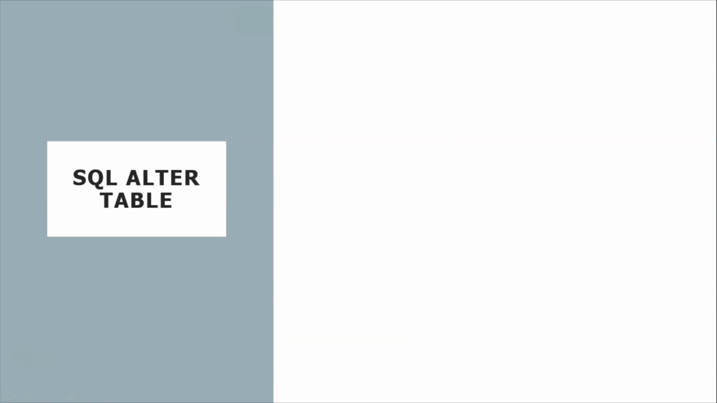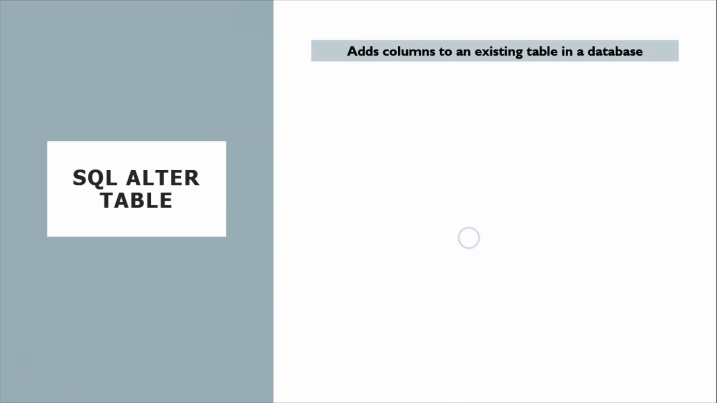Next, let us discuss SQL alter table. The alter table in SQL is used to add, modify and delete columns of an existing table. In many situations, you may require to add columns to an existing table. So instead of creating a whole table again and again, you can easily add single or multiple columns using alter table statement with the help of the keyword add.